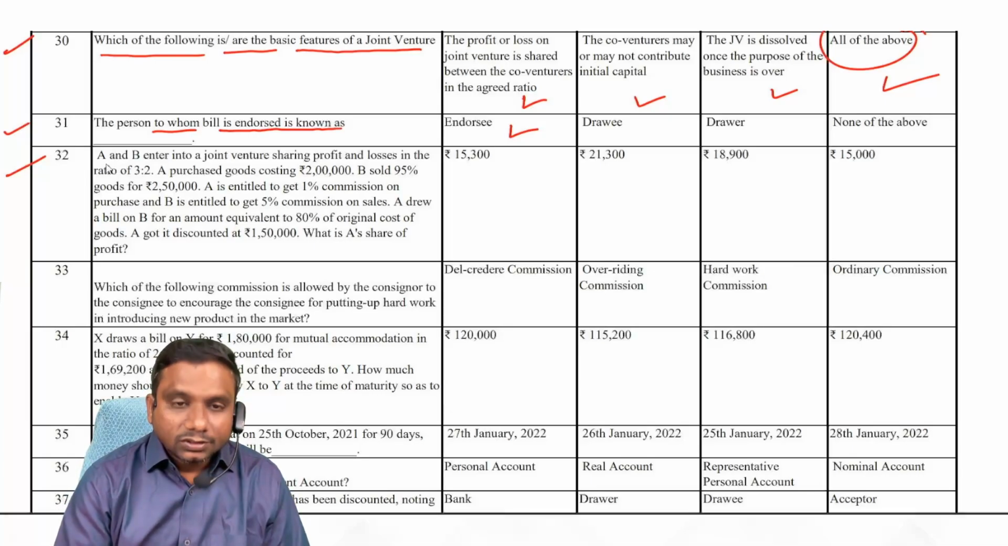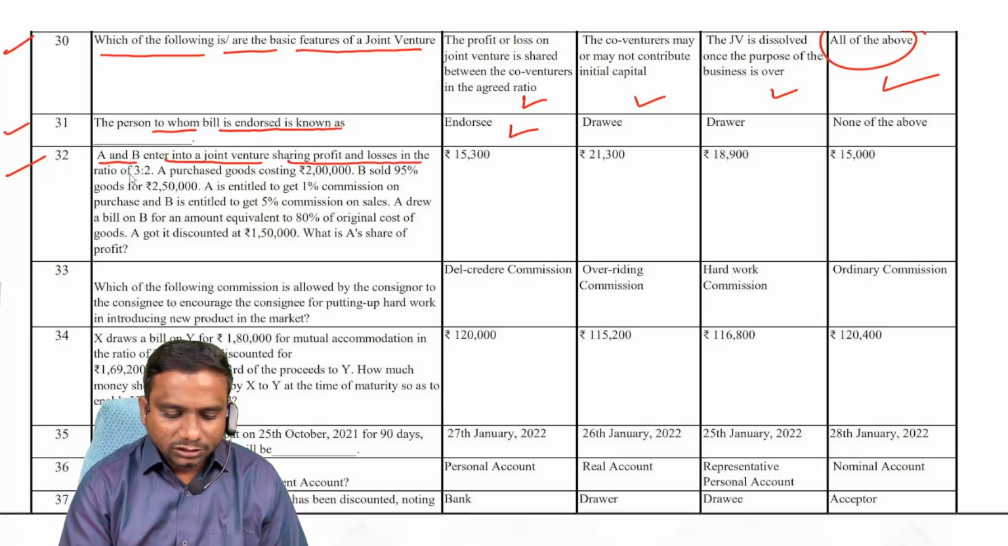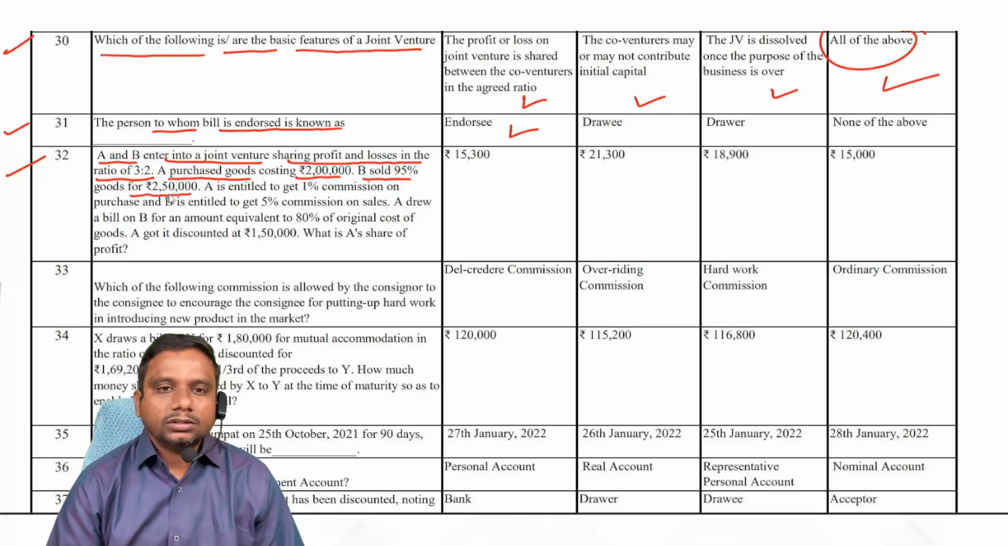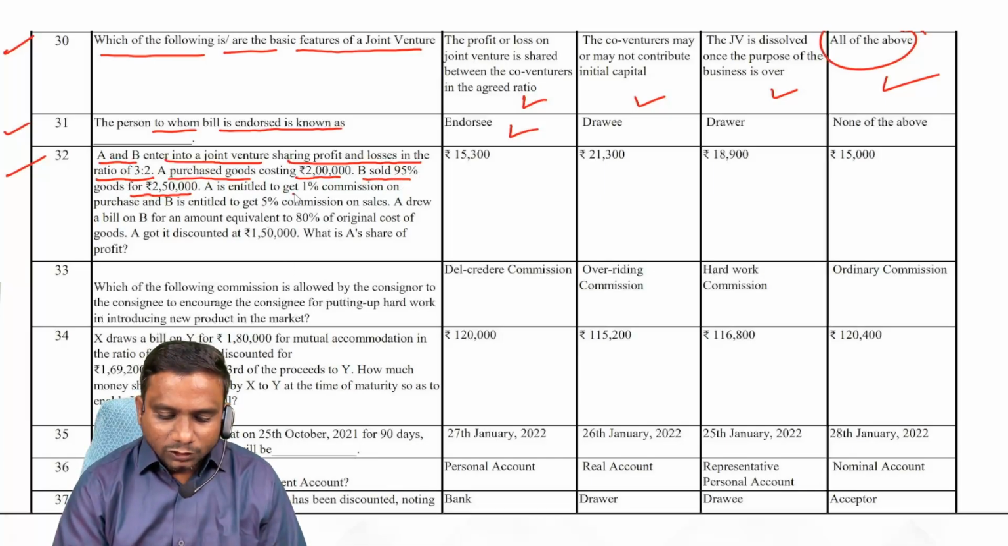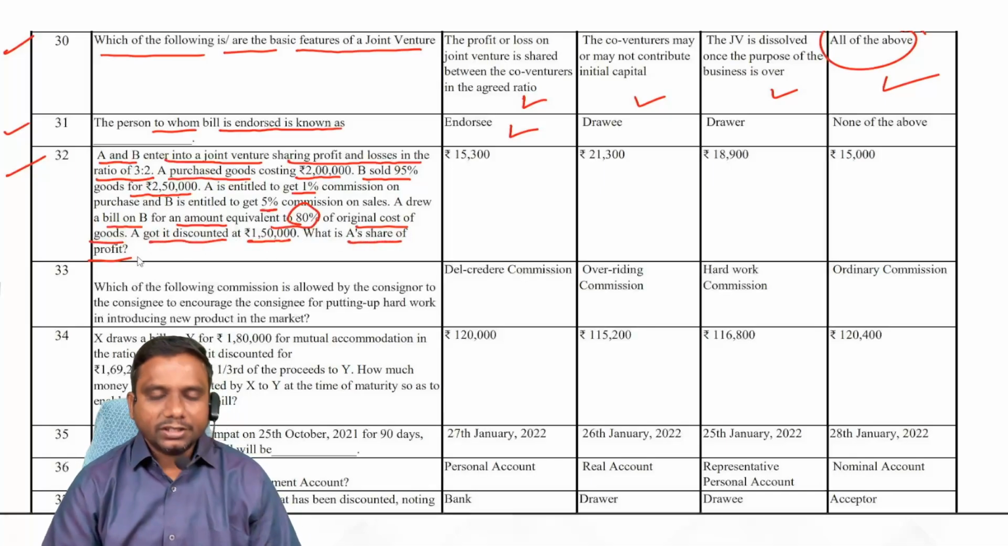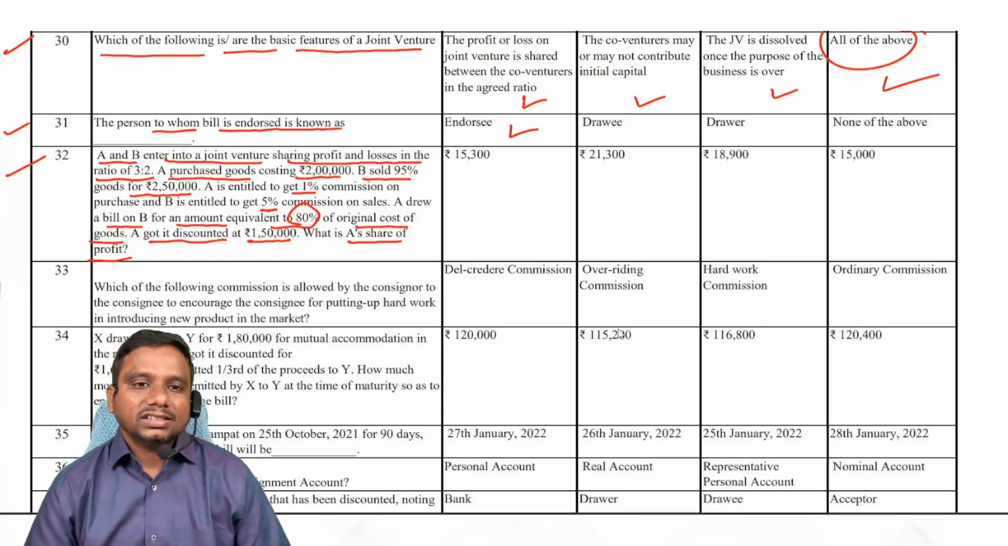Question 32. A and B enter into a joint venture, sharing profit and losses in the ratio of 3:2. A purchased goods costing 2 lakhs. B sold 95% of the goods for 2,50,000. A is entitled to get 1% commission on purchase, and B is entitled to get 5% commission on sales. A drew a bill on B for an amount equivalent to 80% of the original stock of goods. A got it discounted for 1,50,000. What is A's share of profit?